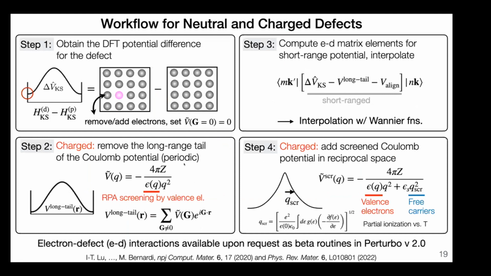These calculations are significantly more challenging, so if one wanted to try them, it is best to contact us and work with Itelu. But the idea, again, similar to the electron-phonon, one needs to first subtract the long-range interaction from the defect, and then after interpolation, using Wannier functions, add it back in momentum space.